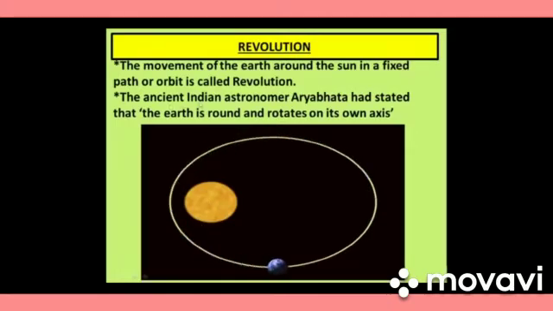The ancient Indian astronomer Aryabhatta had stated that the Earth is round and rotates on its own axis. During the very ancient time, when there were not even good quality telescopes, no knowledge of astronomy or the universe, no satellites, nothing, at that time our Indian philosopher had stated that the Earth rotates on its axis. So you can imagine how intelligent and how learned the people we had in India.